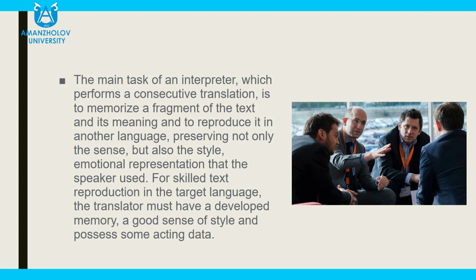The main task of an interpreter who performs consecutive translation is to memorize a fragment of the text and its meaning and to reproduce it in another language, preserving not only the sense but also the style and emotional representation that the speaker used. For skilled text reproduction in the target language, the translator must have a developed memory, good sense of style, and possess some acting data.